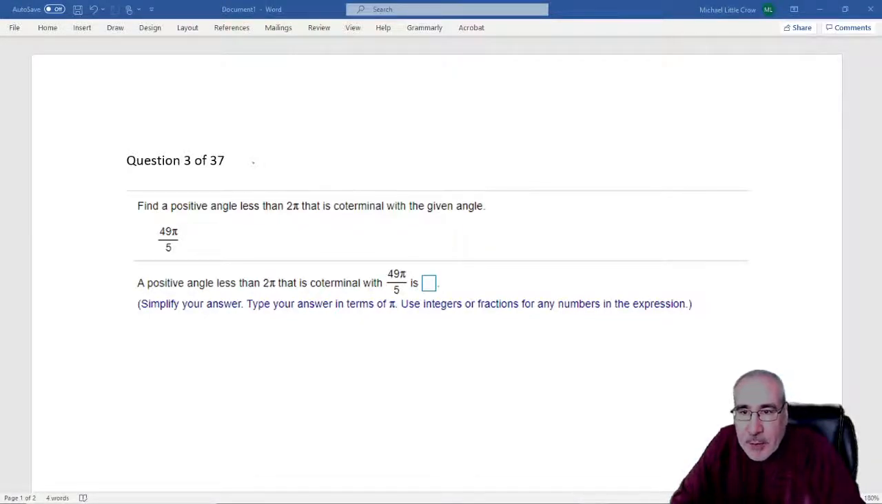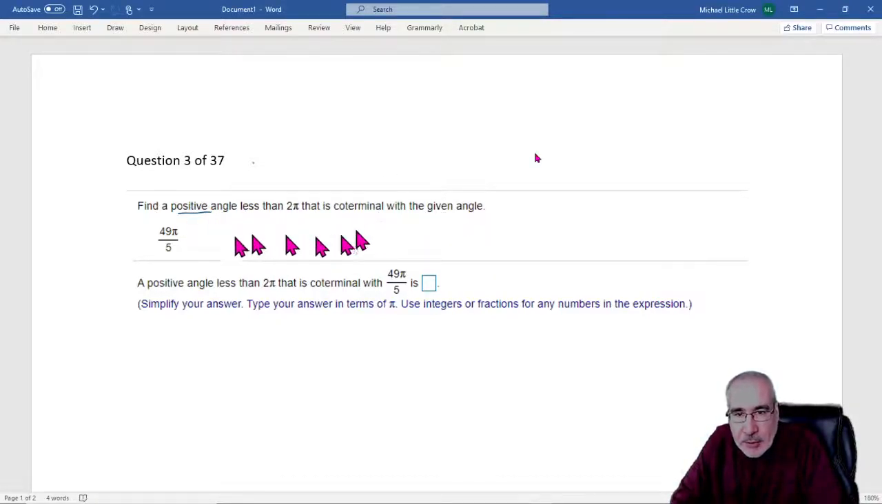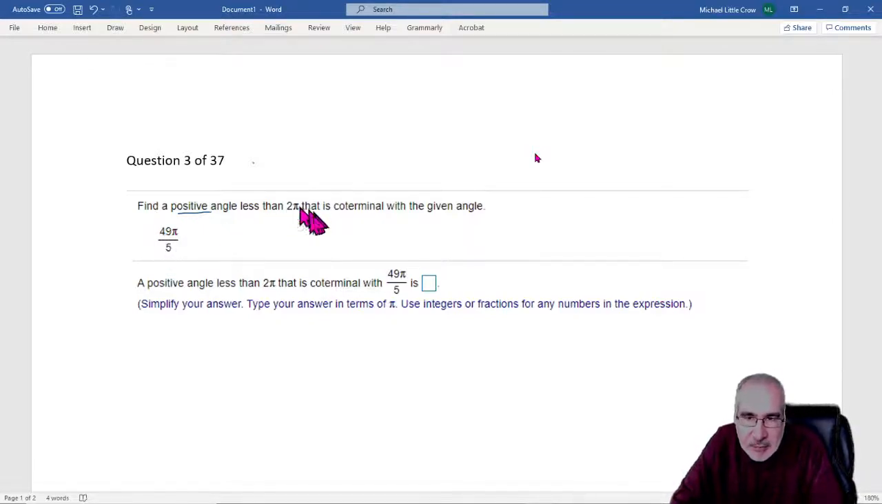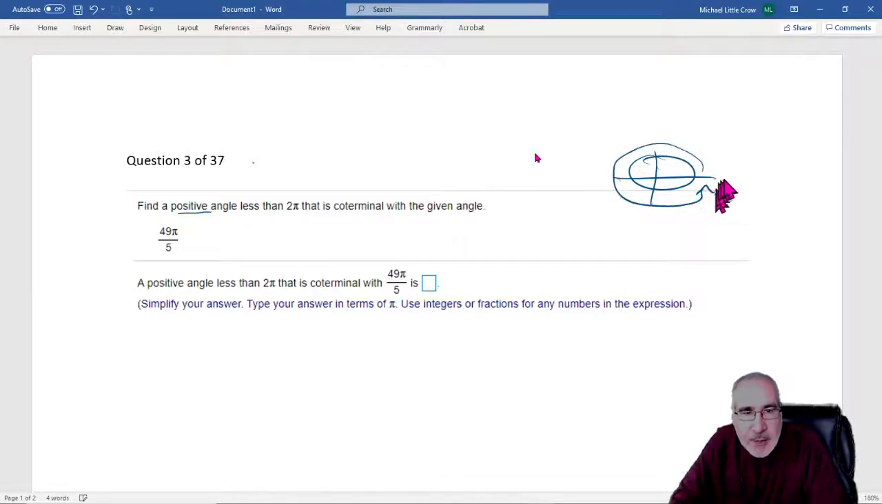Question number 3, we're looking for a positive angle less than 2 pi that is coterminal with this given angle. That means basically the same angle, but we can see 49 pi over 5 is certainly more than 2 pi, so they've gone around the circle a few times. Realize that one trip around the circle is 2 pi, halfway around is a pi.